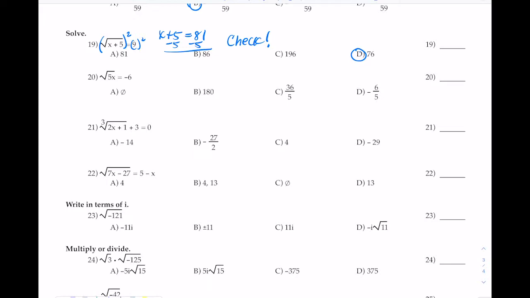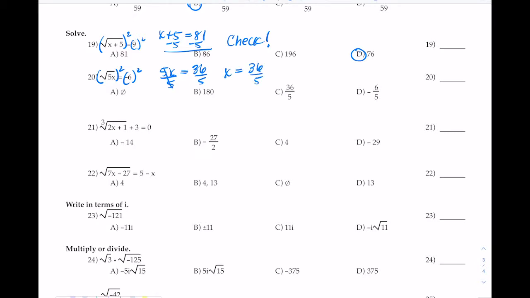Number 20, we have the radical isolated. So again, it's a square root. I'm going to square both sides. When I square the square root of 5x, I'm just left with 5x. And when I square negative 6, I get positive 36. And then I'm going to solve for x, so divide by 5, and you get x equals 36 fifths.